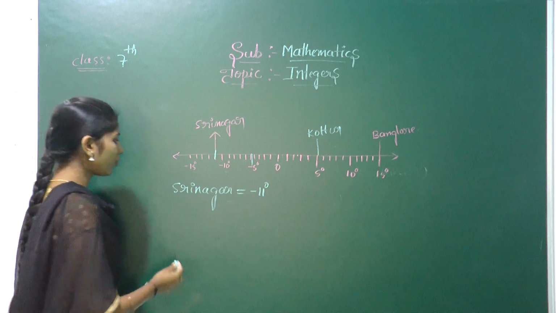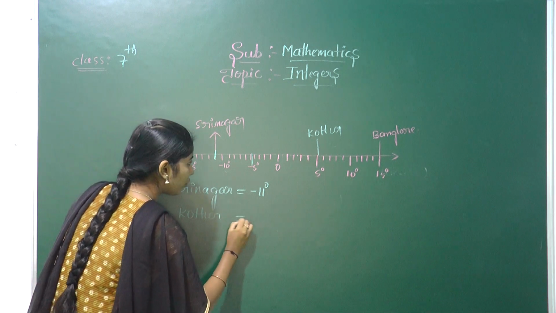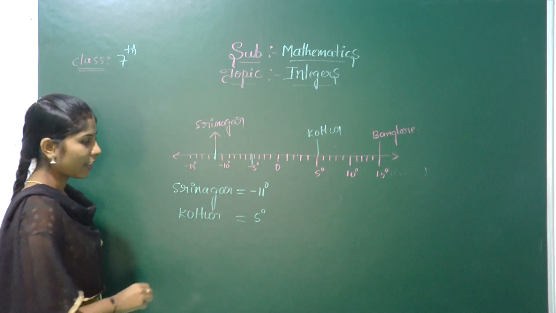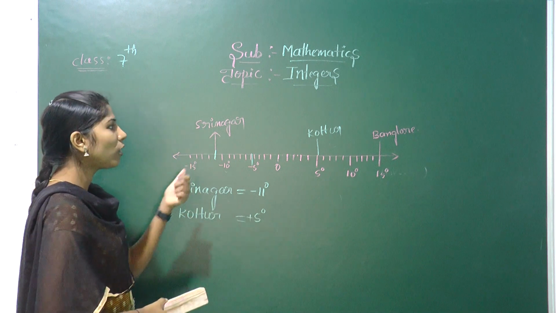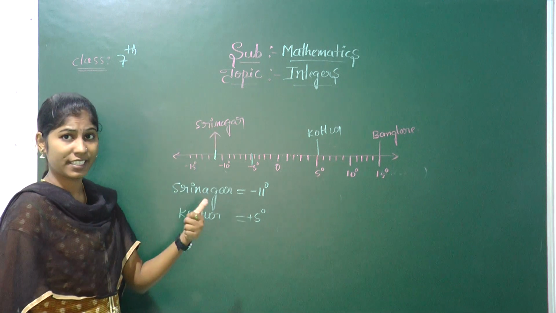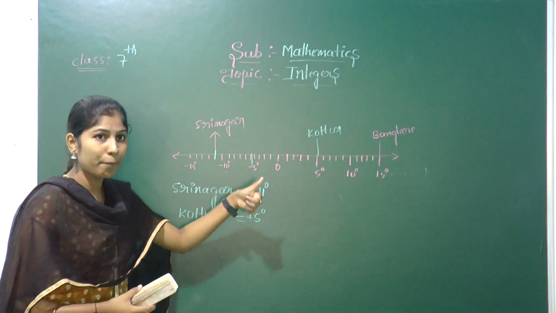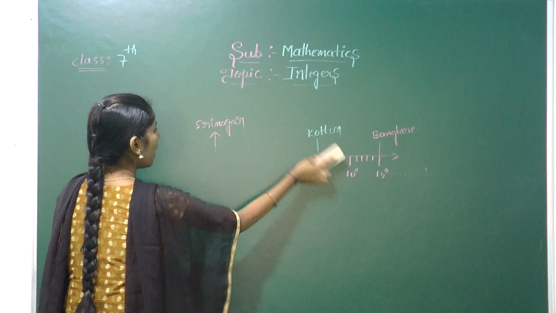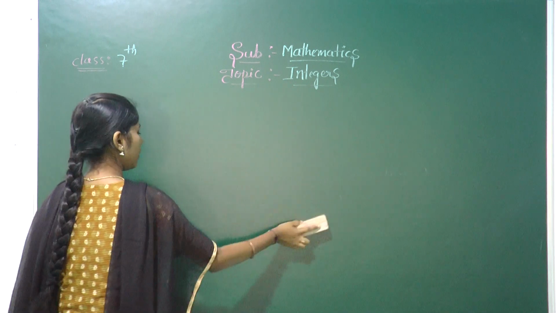What is the temperature of Kottur? That is 5 degree Celsius. See, plus 5 degree Celsius. These are all common applications of integers. This helps you find the temperature by using the number line, and we commonly use these in our life also.